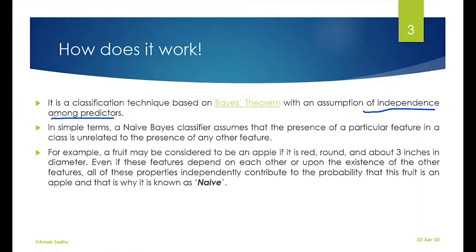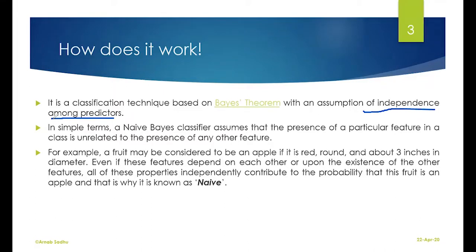Generally, when we try to identify some object through some features, say for example a fruit may be considered to be an apple via some features. The color is a feature, it should be red in color. The shape should be round, and the diameter maybe 3 inches. So these are the three features that define the object as an apple.